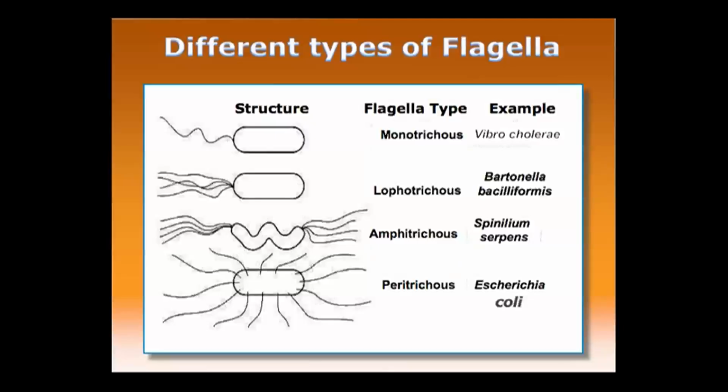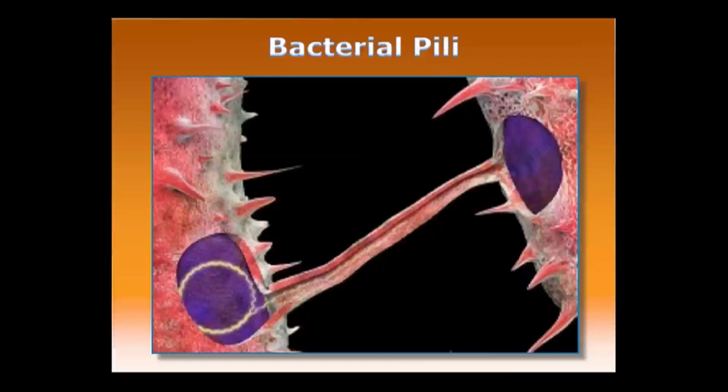According to the different position of the flagella, there are different types. Number one is the monotrichous, if one flagella is protruded from one end. Lophotrichous, if a bunch of flagella is protruded from a particular end. The amphitrichous, the bunch of the flagella is protruded from the two ends of the bacteria. And in peritrichous, the flagella actually surround all over the surface of the bacteria. So, flagella is needed very much for bacterial motility.